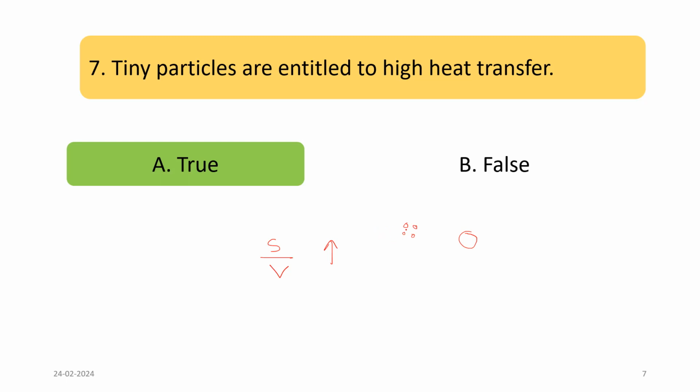So the temperature distribution is uniform throughout these catalytic particles. Because they are small particles, the concentration distribution and temperature distribution are very uniform around the particles, and hence in the reactant mixture also, it provides good heat transfer or no temperature fluctuation. That is why tiny particles are entitled to high heat transfer. I hope this is clear.